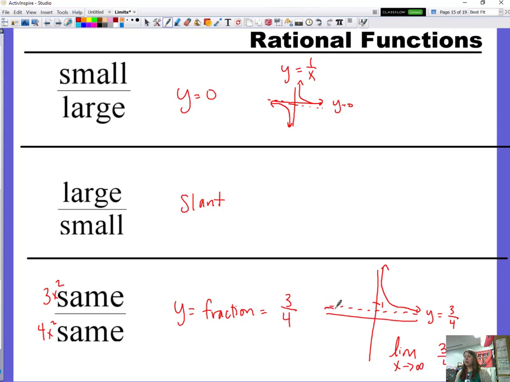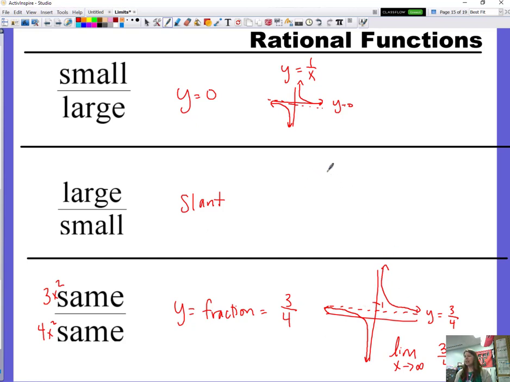And it'd be the same over here on either side, because this one's also getting closer and closer to 3/4, except it's coming from the bottom instead of coming from the top, like this side. So you're thinking about what's happening to those asymptotes for each of those.